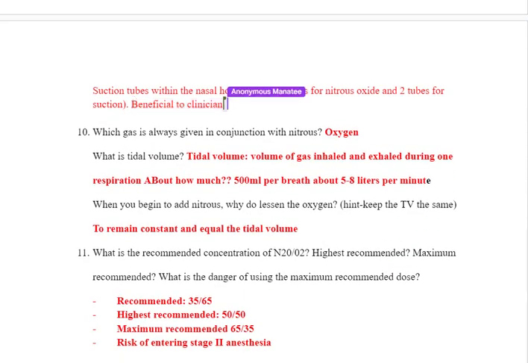Okay. So we have oxygen, always given in conjunction with nitrous. What is tidal volume? It's the volume of gas inhaled and exhaled during one respiration cycle, but they do it per minute when they're talking about nitrous. So it's about 5 to 8 liters per minute, or 500 milliliters per breath. You don't have to know those numbers, right?